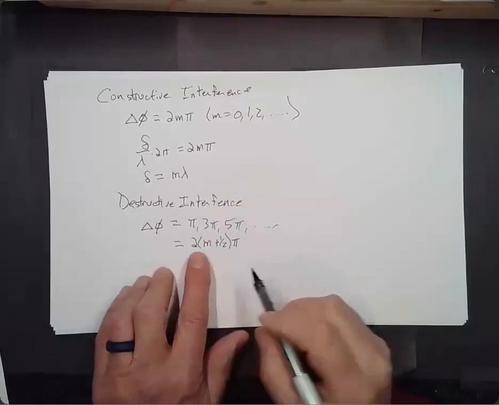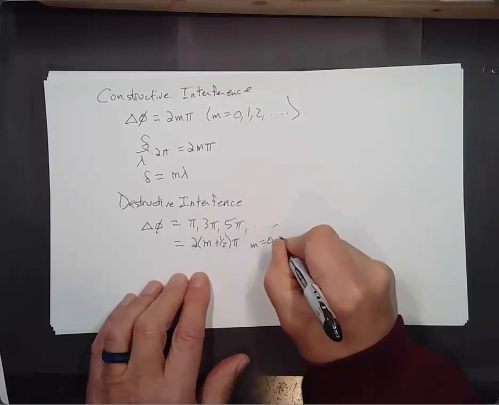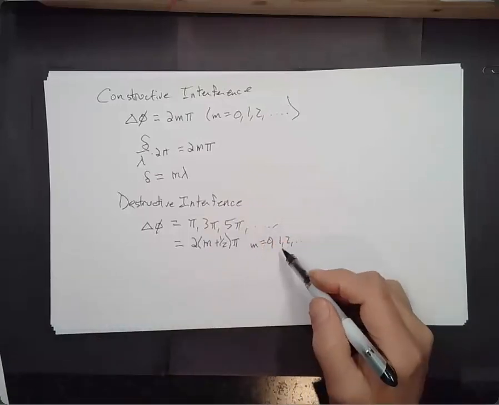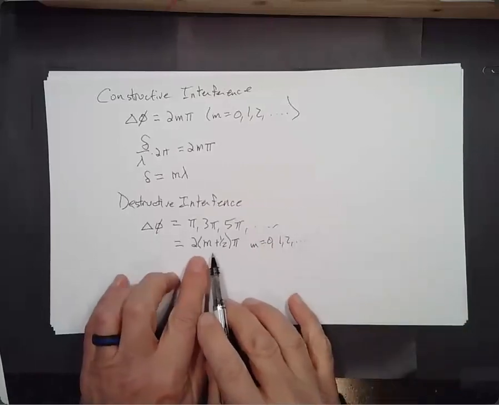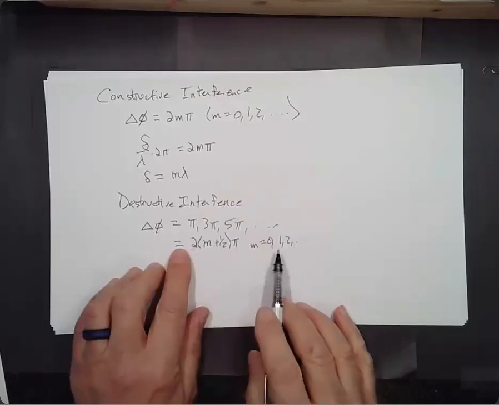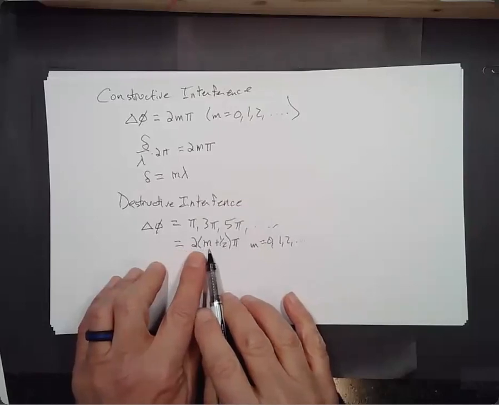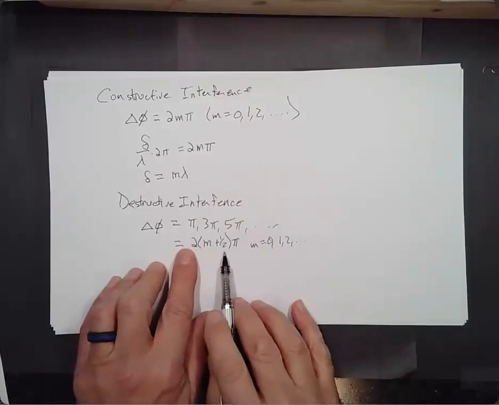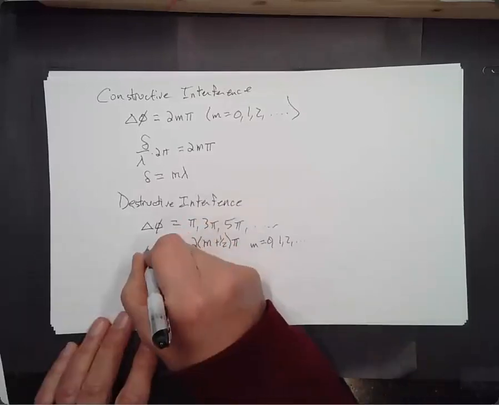Okay, and if m is equal to 0, 1, 2, dot, dot, dot. By the way, I could have plus or minus 1, plus or minus 2, and all kinds of stuff. But if m is equal to 0, 2 times a half is 1, and I'd get pi. If m is 1, then I'd have 2 times 1.5, which is 3. If m is 2, I'd have 2 times 2.5, which is 5, and so forth. So that would produce that.